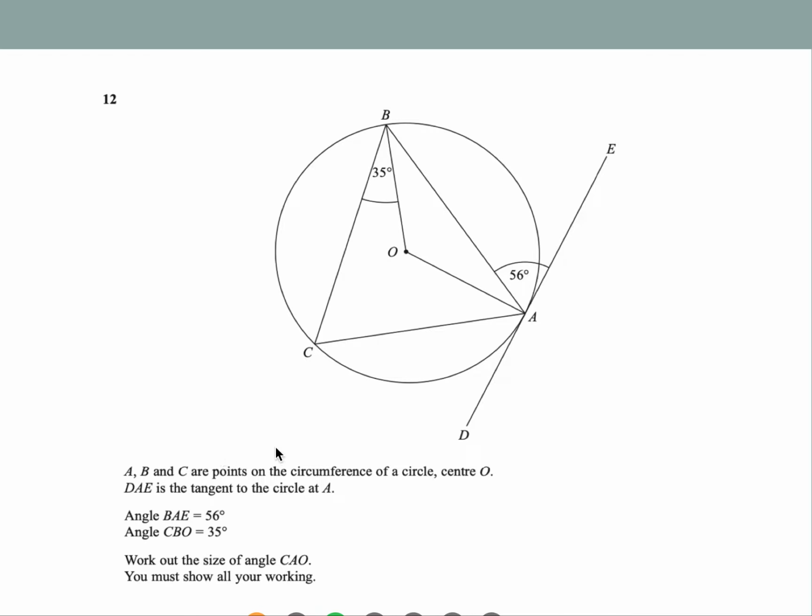A, B and C are points on the circumference, as we can see. And we're after, work out the size of angle CAO. CAO, so this angle here.